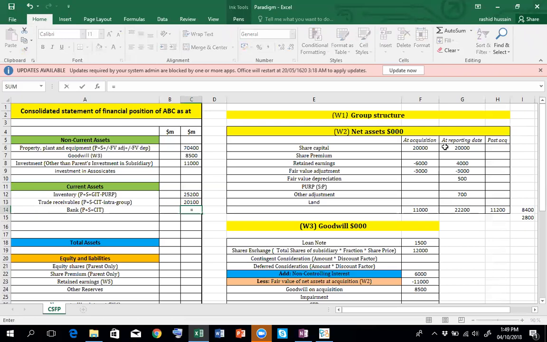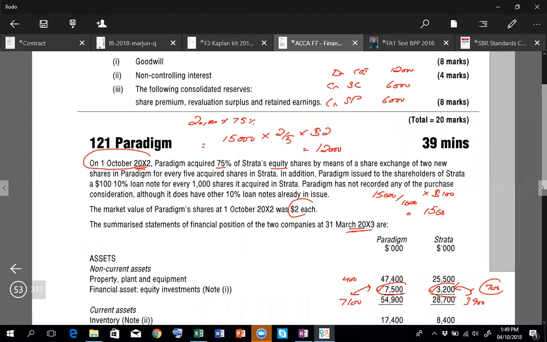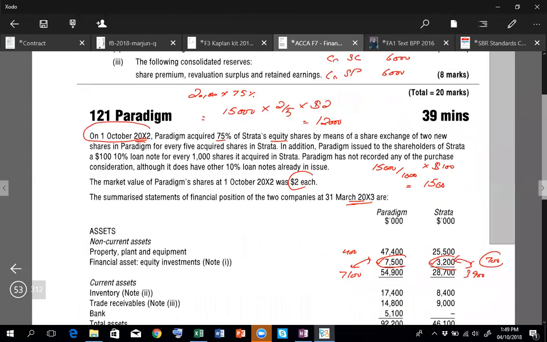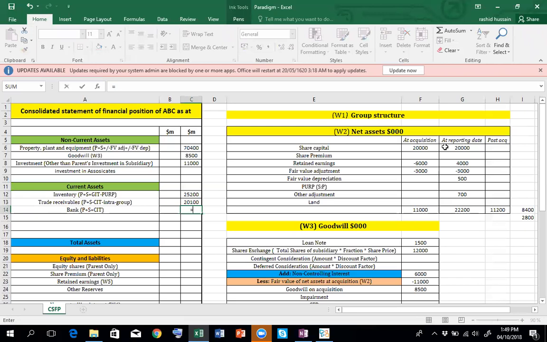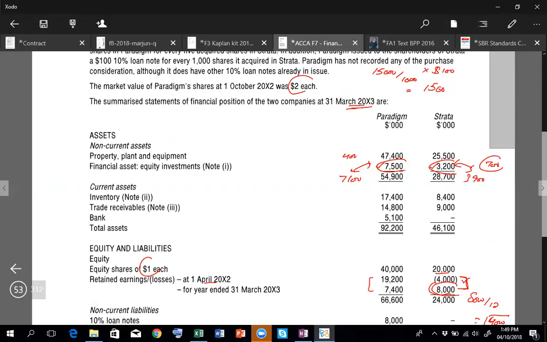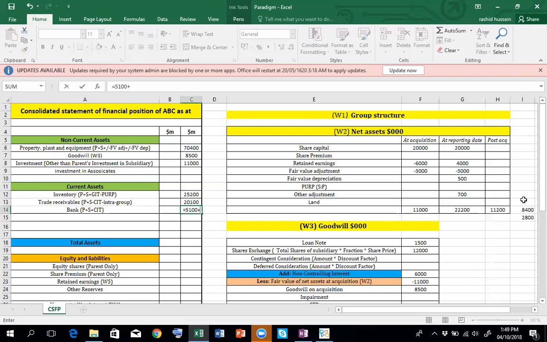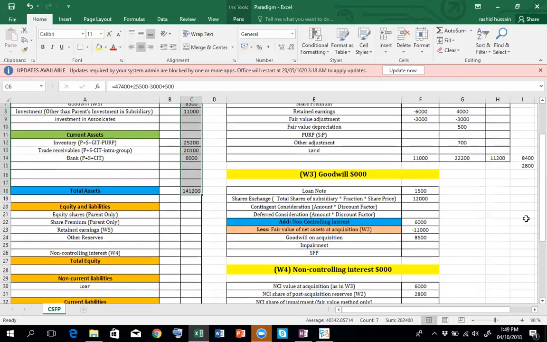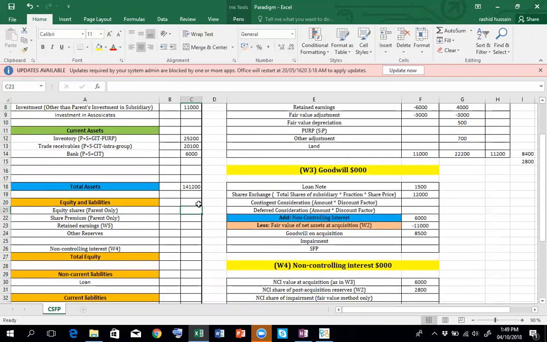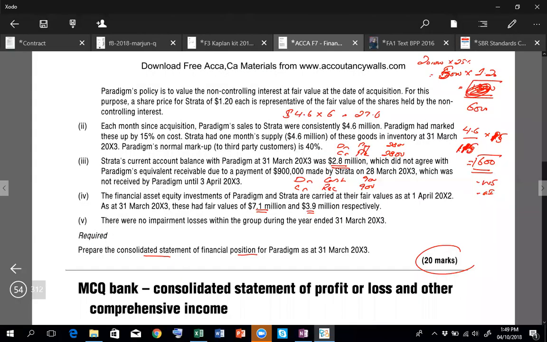Then the bank of the parent is 5,100. The subsidiary's one is nil, but you have the cash in transit of 900. So we're going to add the 900 into it. So that now you can calculate the total assets. It gives you 1,41,200.